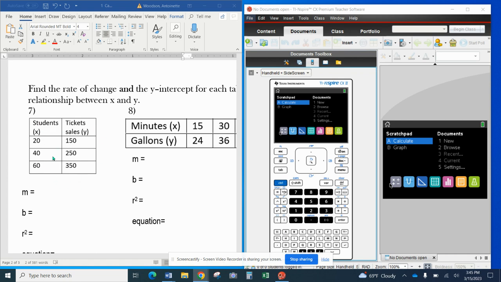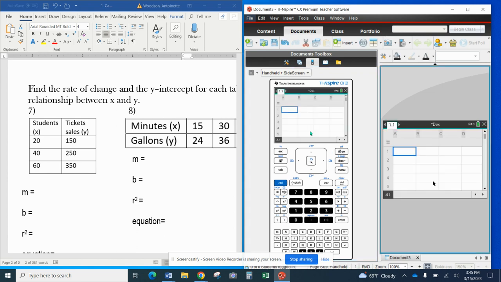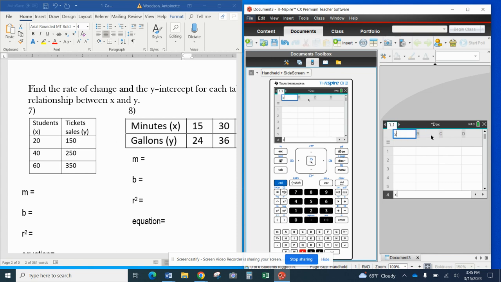This obviously is a problem about students and ticket sales because those are the names of the columns that we have. However, they've also named them X and Y. So when we go home and press list and spreadsheet, we don't have to type in students for the X column and tickets for the Y column because they've also given us X and Y. So I'm going to name the first column X and the second column Y. And now I'm going to put in my table.